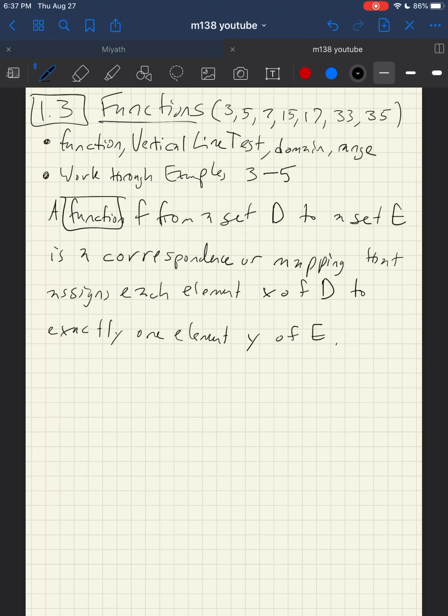Now this I'm using, again, as we often do with quote-unquote definitions in this class, a little bit rough language here. So I'm saying it's a correspondence or a mapping. So a function is a way of relating, hence the term relation, elements in one set to elements in another set, or it could be the same set. The elements in the set D to elements in the set E, not saying whether or not D or E are the same set.